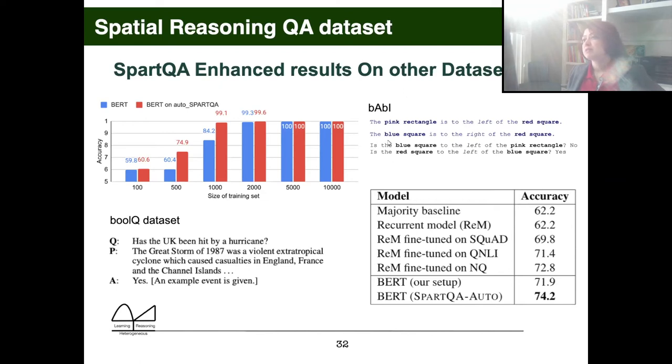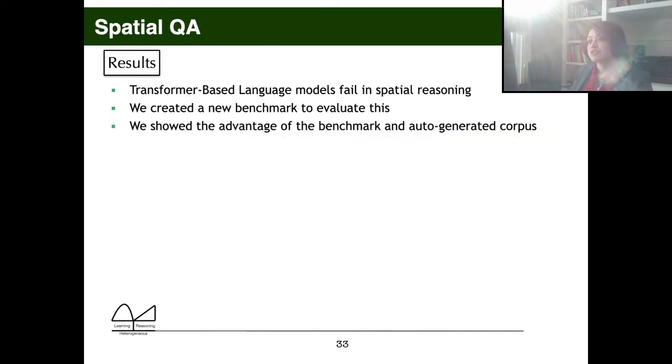Like bAbI was similar, including spatial information, but very simplistic, not with nesting reasoning. So our fine-tuning on our automatically generated data could help question answering on bAbI. And there was another Boolean question answering dataset, like yes/no questions, called BoolQ, where we also applied fine-tuning, and the automatically generated data helped a bit in improving question answering on BoolQ. So it means the data is interesting. It helps the models to capture some structures a bit, but still the data is challenging.